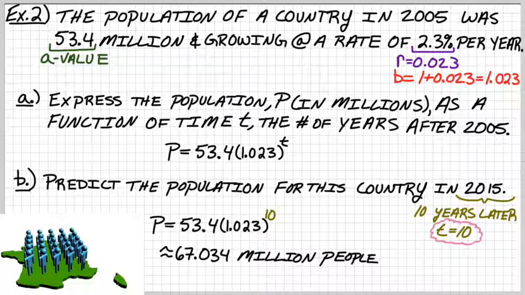So if you can set up the equation, you're halfway home. Identify what values go in for which variable, for A and B, and then just make sure you don't get caught up trying to put the year in. It'll probably overflow your calculator. Make sure you put the years after 2005. So T is 10.